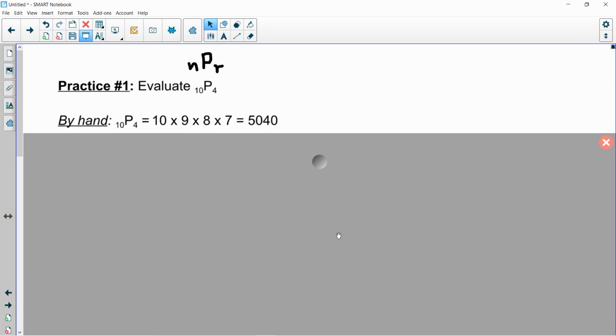Easy enough. But we want something even easier, right? We always want something a little bit easier. How can we use technology? Well, if you have your calculators, take them out. Yes, we have permutations in the calculator.